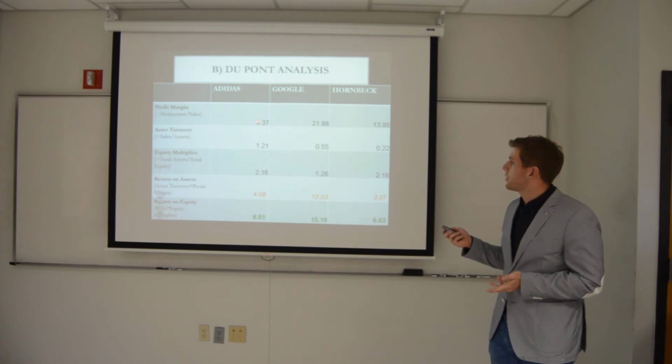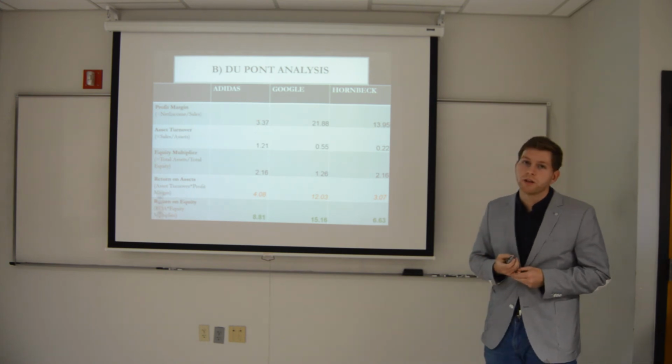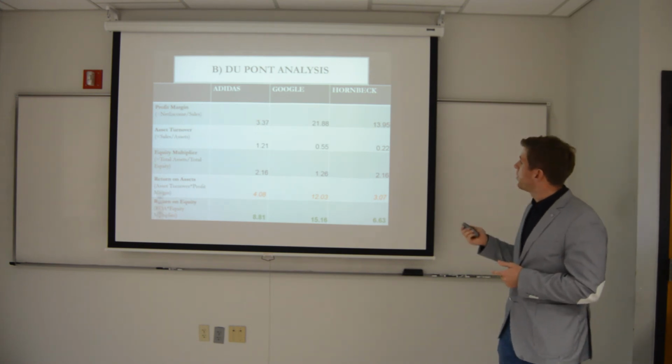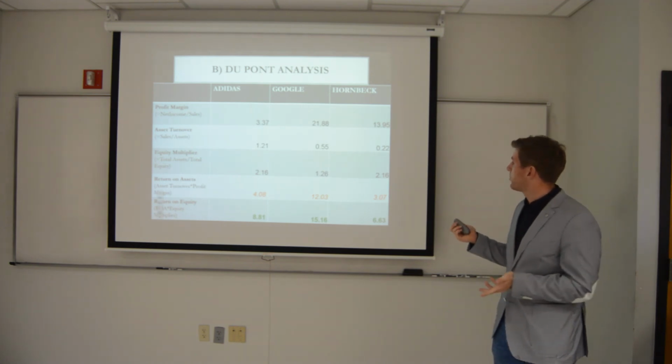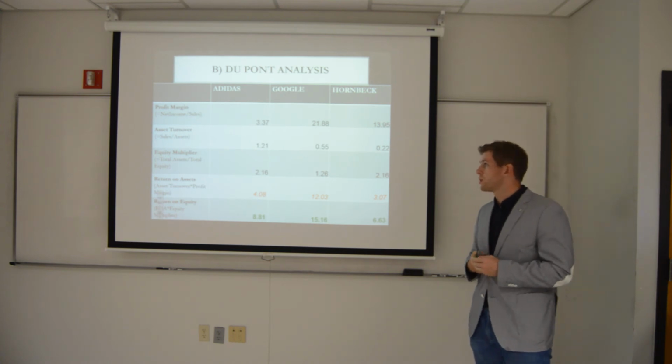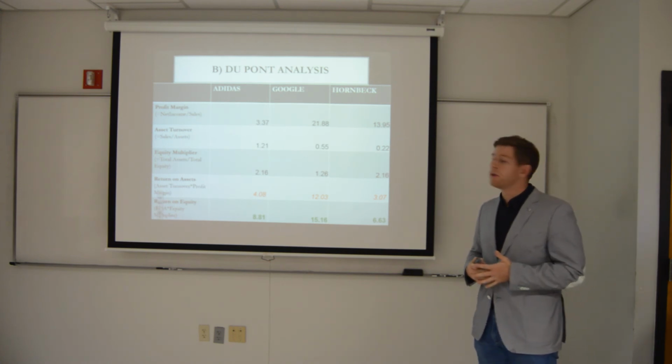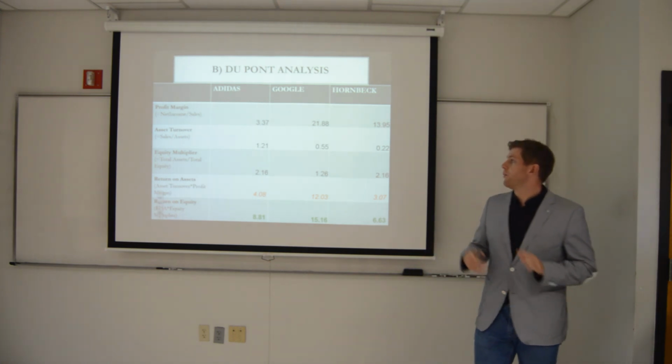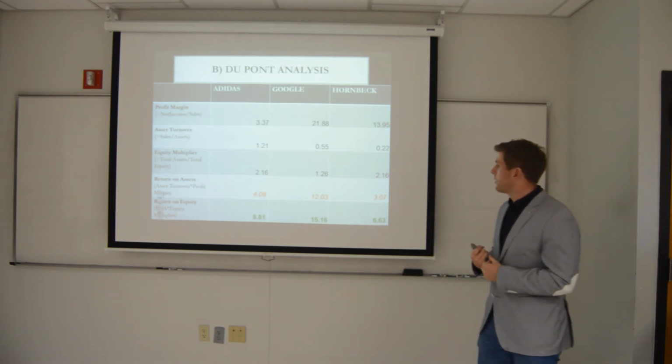Adidas is about 3, so they obviously have the lowest profit margin of all three companies, while Hornbeck, a full service company, has about 14, and Google is almost at 22, which means Google is really, really profitable. With all they do, they're making a really high profit, which is really good, and I really like it.